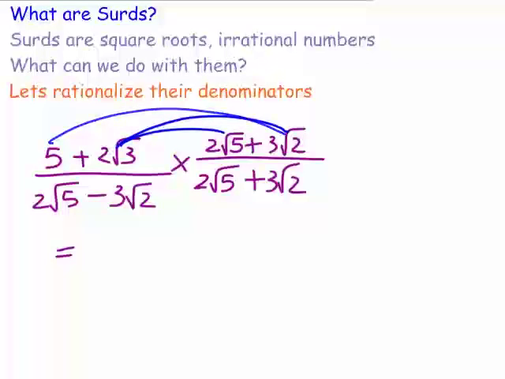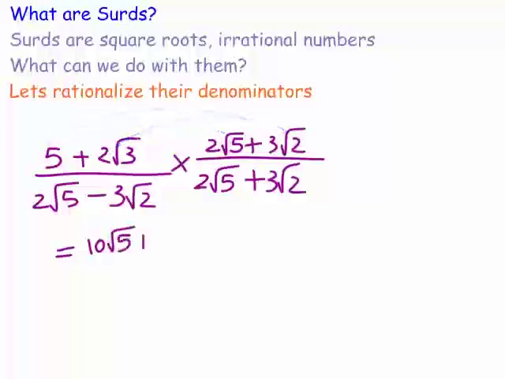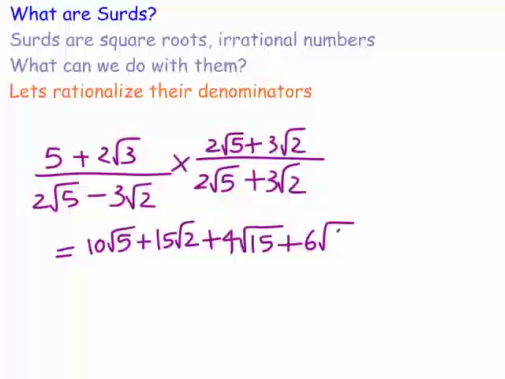Okay, so 5 2's are 10 root 5 plus 5 3's are 15 root 2, and this is still in the numerator. Then we have a plus 2 2's are 4 root 3 5's are 15, and a plus in the end here, 2 3's are 6 lots of root 6. Okay, we can't do much with that numerator there, or unlike surds.